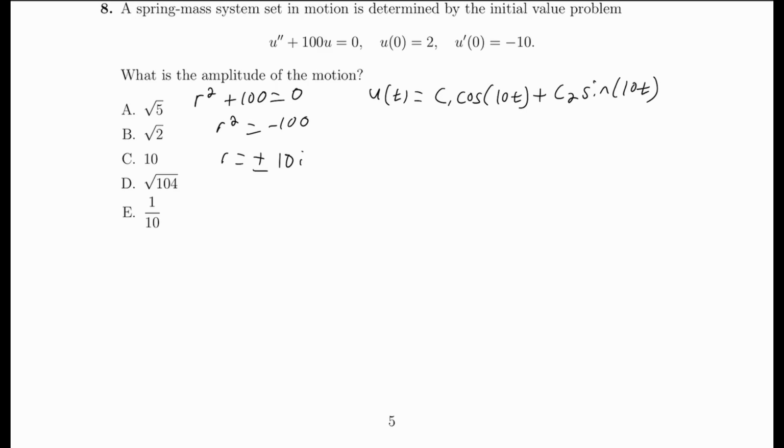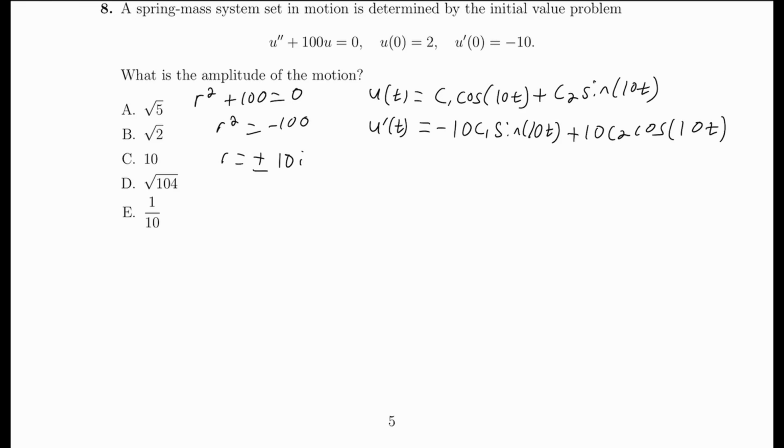And then we can go ahead and take the derivative of that because we'll need that in order to plug in our initial conditions into this general solution to get our particular solution. So u prime of t is going to be equal to, pulling out the 10, negative 10 c1 sine 10t plus 10 c2 cosine 10t.